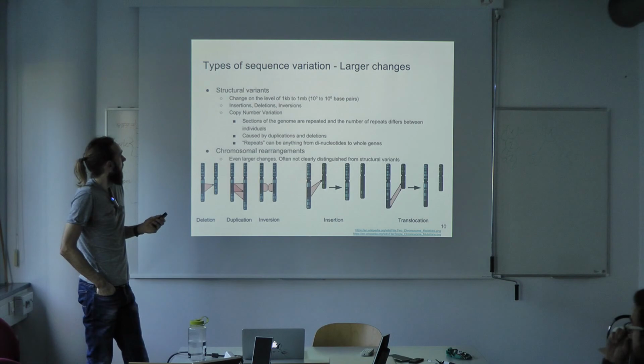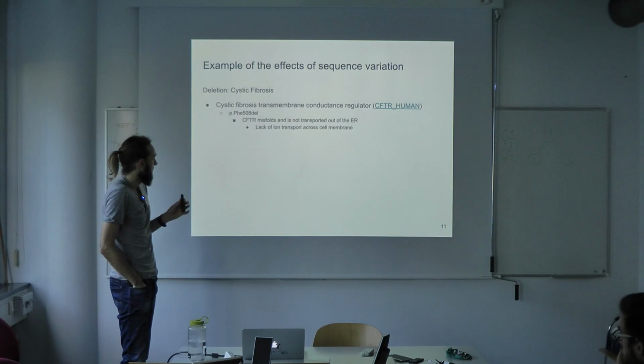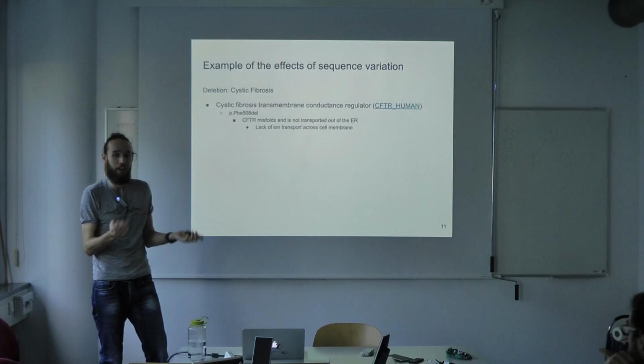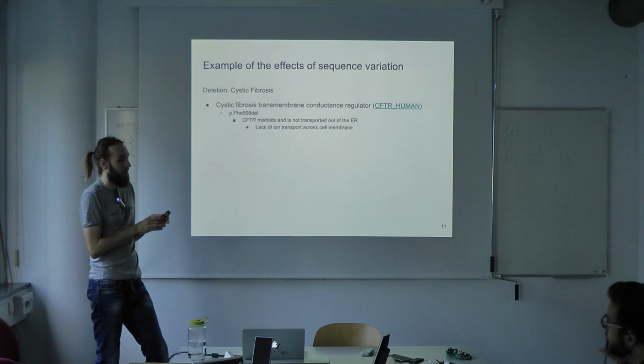So let's first look at, I should have probably put this before I talked about structural variants. So this is a deletion of a single amino acid variant. There's not much to say. It's a phenylalanine at position 508. You just delete it. It doesn't change the coding frame. The rest of the protein is fine. It's being translated. But you lack that one amino acid.